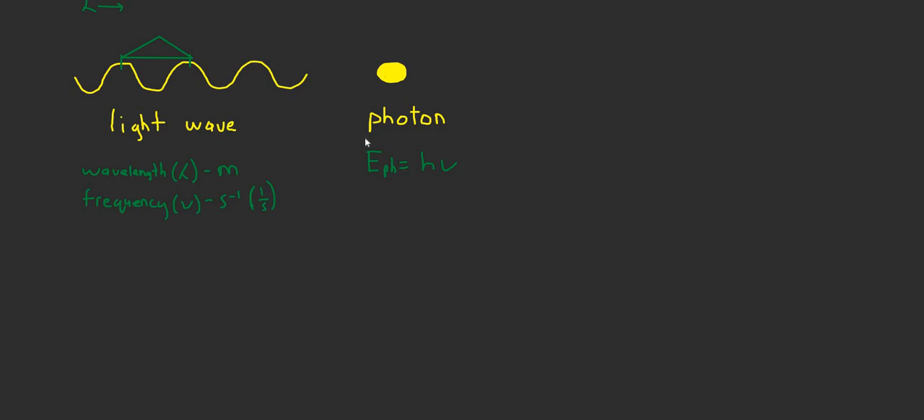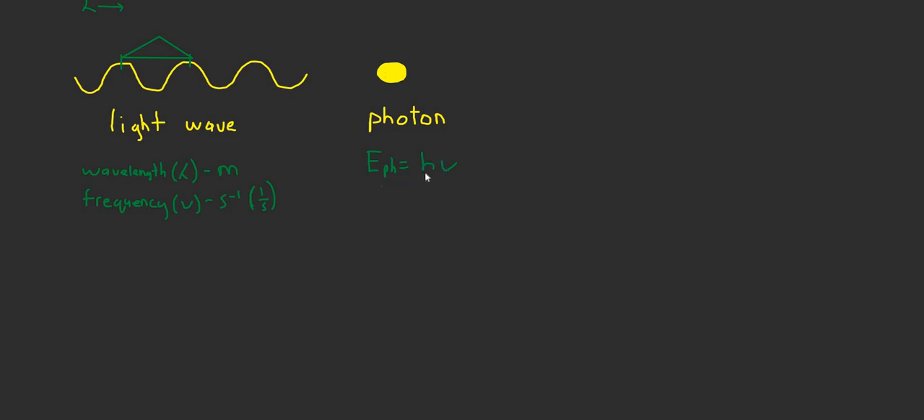So on to photons. As I said, a photon can be considered a little particle of energy. And what Max Planck did is that he derived this equation to describe the energy of a photon. And he discovered that the energy of a photon can be summed up as this number here, which is called the Planck constant, multiplied by the frequency of the wave. And that will give you the energy of that photon in joules.